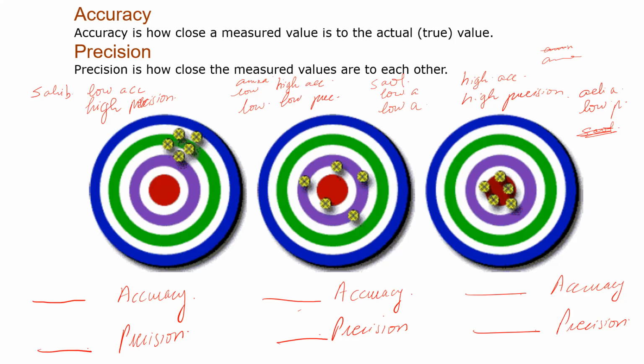Okay, so let's start discussing why you think the answer is what you say it is. So, Sahib, can you start? For the first one, you said that the accuracy is low and the precision is high. Please explain why. Well, the accuracy is low because the dots are not near the central point, which is the red spot. And for its precision, those dots are in the same area, they are closer to each other.